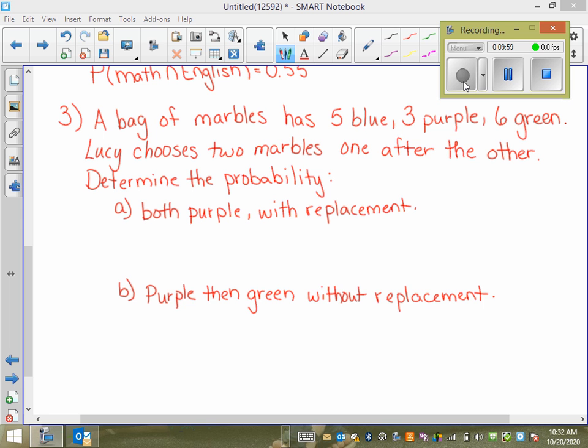So these are both purple. So I want the probability of purple and probability of purple. How many purple are there? Three out of 14? And then does this go to 2 out of 14 or 2 out of 13? No, 3 out of 14, which gets me.